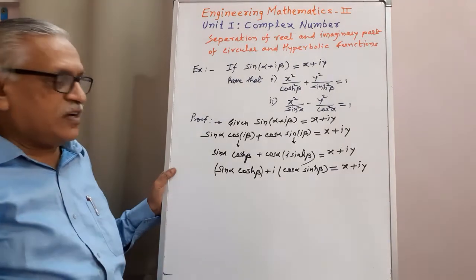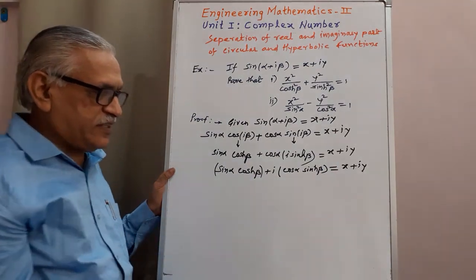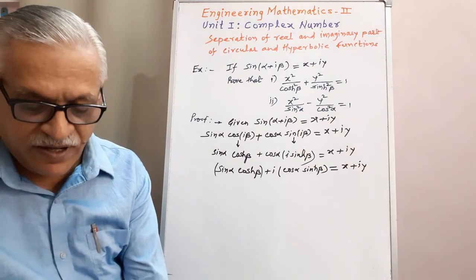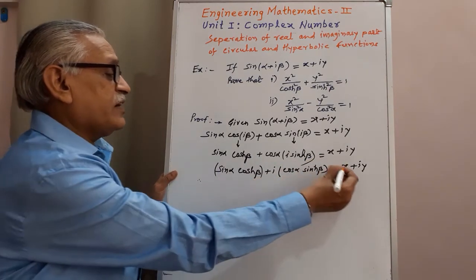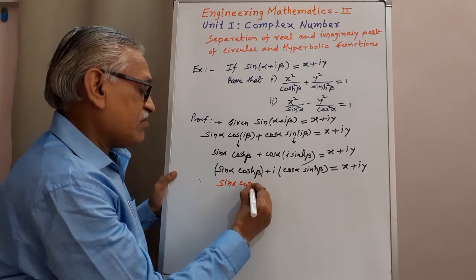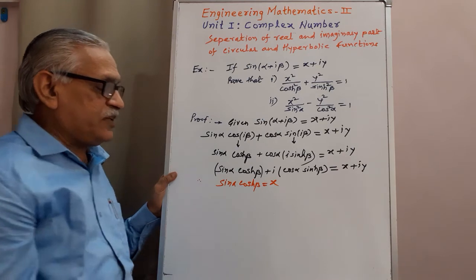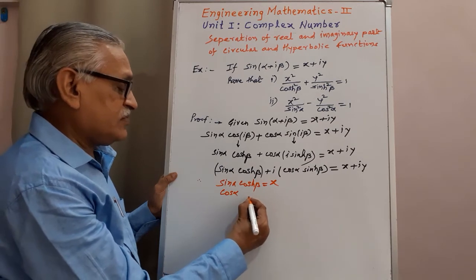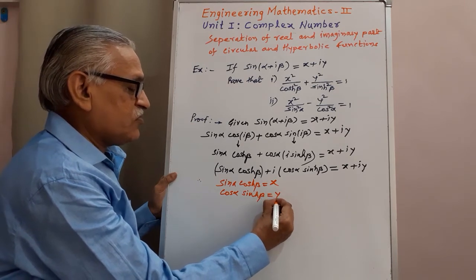On the left hand side we have a complex number, on the right hand side we have another complex number, and the sign of equality is there, and therefore comparing real part with real part and imaginary part with imaginary part, we get, therefore here the real part is sin alpha cosh beta, and the real part on the right hand side is x, therefore it is equal to x, and the imaginary part cos alpha sinh beta is equal to y.